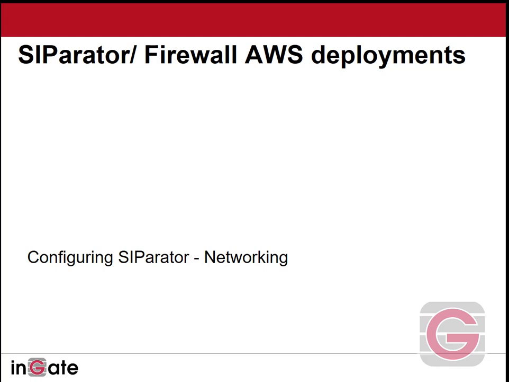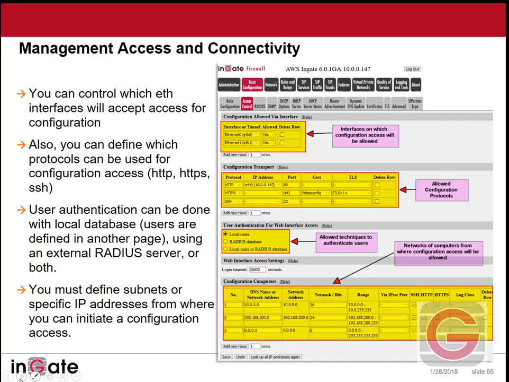This is the first of all the SIParator configuration-related sessions. This is the networking one, the first one. So, let's move on. The first set of configurations that needs to be done is associated with how we are going to allow access to the SIParator for configuration purposes. So we are going to go to the basic configuration section under access control.